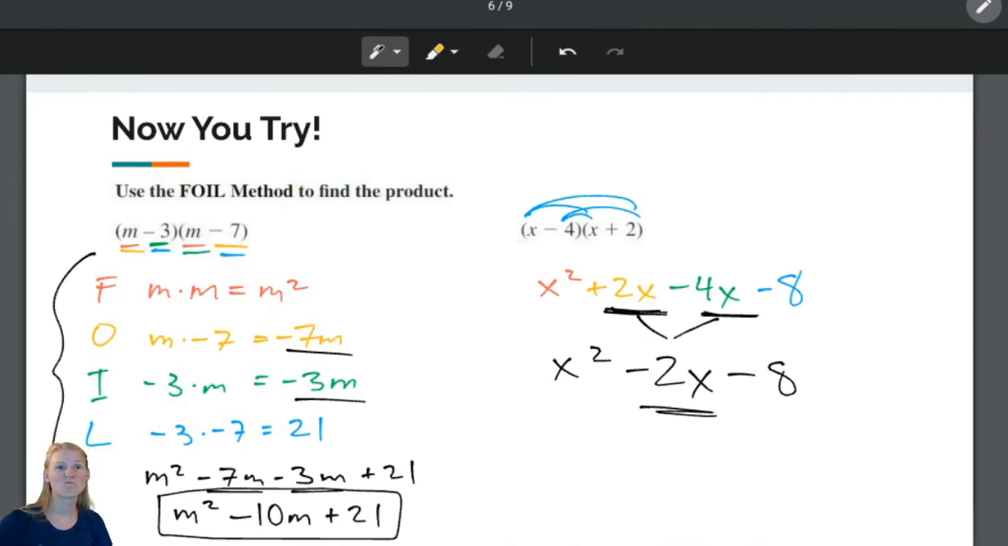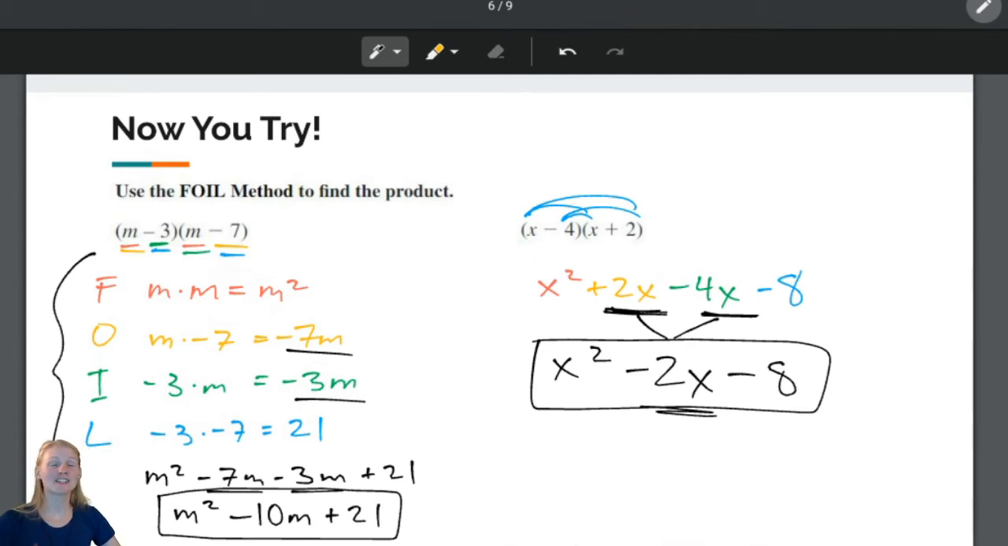And the more you practice foiling things, or multiplying binomials together, you'll soon be able to do this step in your head. I can just look at a binomial like this, and I can say x squared minus 2x minus 8. The more you practice it, the more second nature it becomes. So I encourage you to keep practicing.